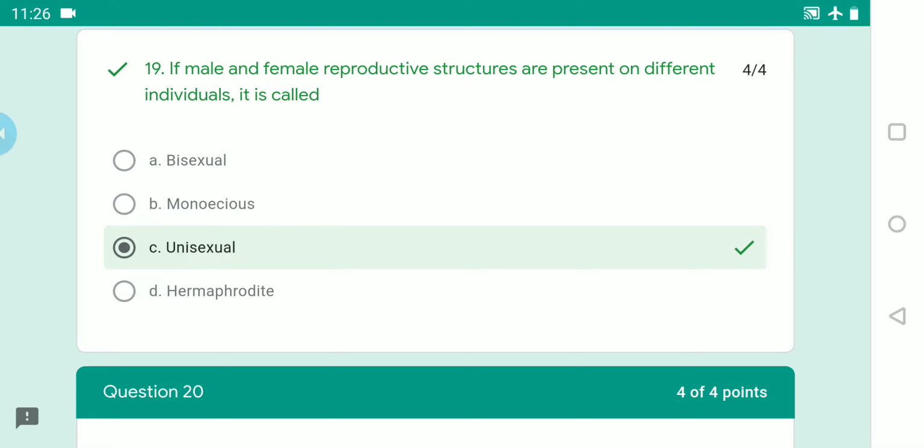19th question. If male and female reproductive structures are present on different individuals, then as I said, they are unisexual. Examples are papaya and date palm. That means the plants have either male or female, so they are unisexual, but we can also say dioecious or heterothallic.